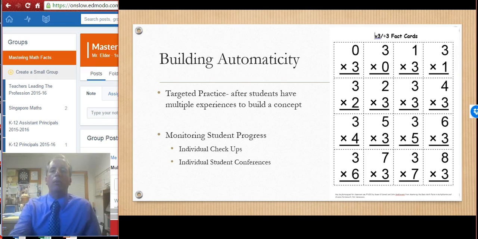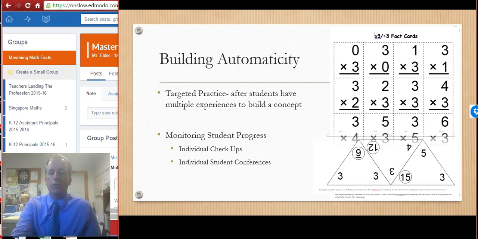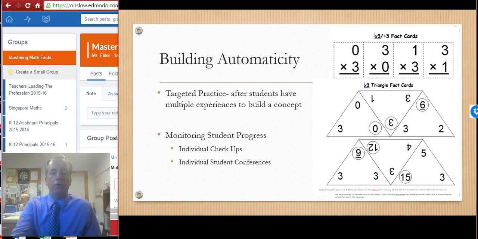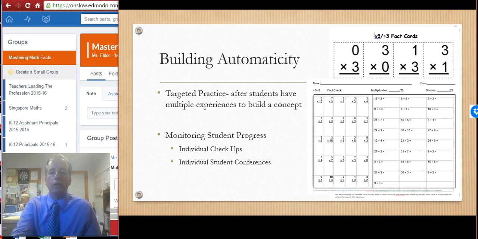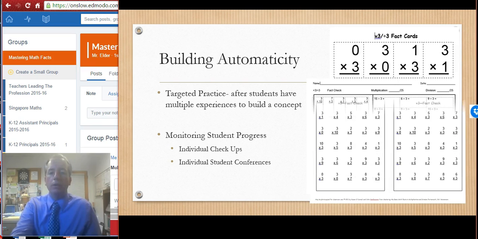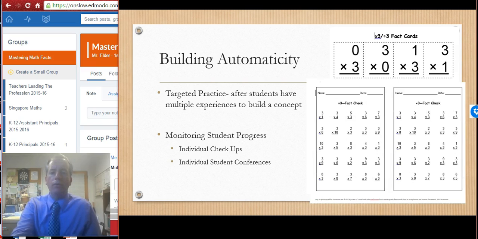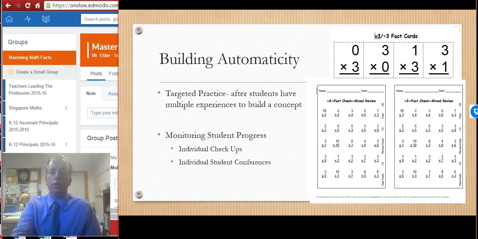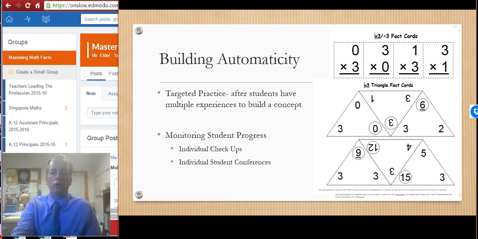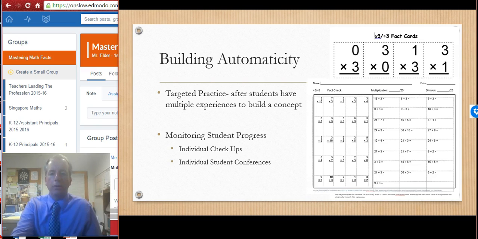So we have our multiplication and division fact cards that we have for kids. We're going to talk about triangle fact cards in a second, but this is one way that we can do some targeted practice. We have our mixed review practice. We have just multiplication by 3 facts, and then again the mixed review in terms of a short sheet. I'm sorry, I called this one the mixed review. This is actually the assessment piece here. So we're looking at how many of our multiplication facts do we get, how many of our division facts do we get.